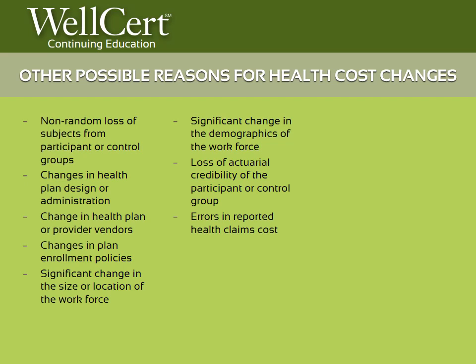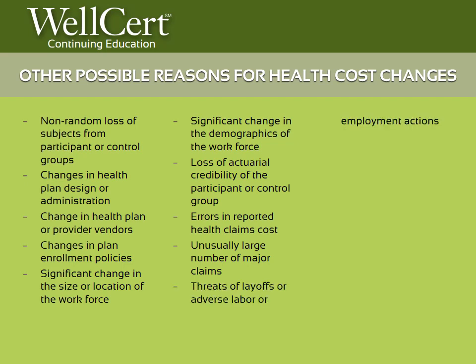We also can have errors in reported health claims costs. So we may have double billings that don't get backed out of the data system, so it reports out more utilization than is really there because it's an error in a processing or an error in submission. Unusually large number of major claims, so those large claimant cases can distort things because data in healthcare and healthcare utilization data is not normally distributed. It's highly and heavily skewed. So it means a small number of people actually use a lot of our health claims dollars.